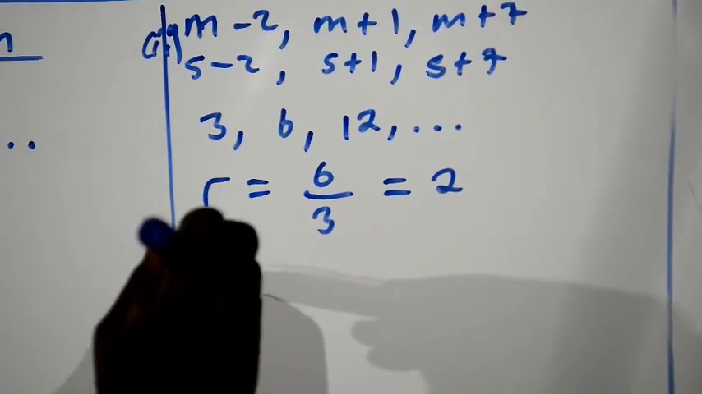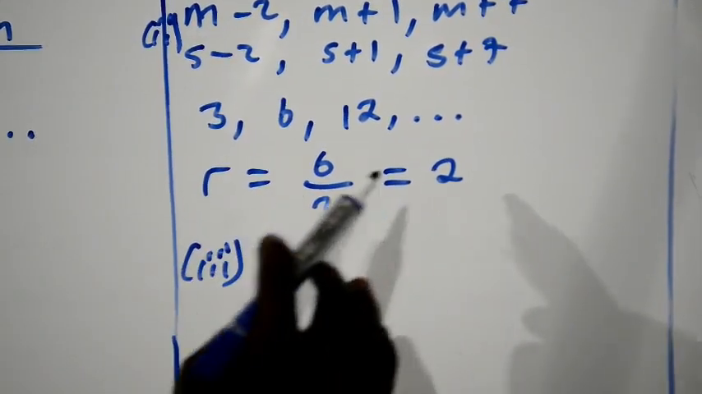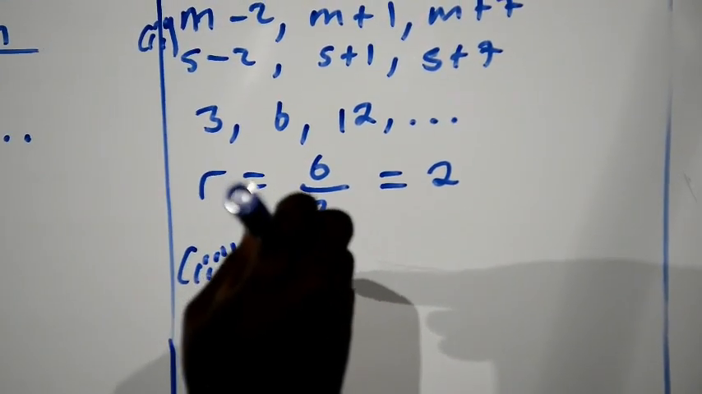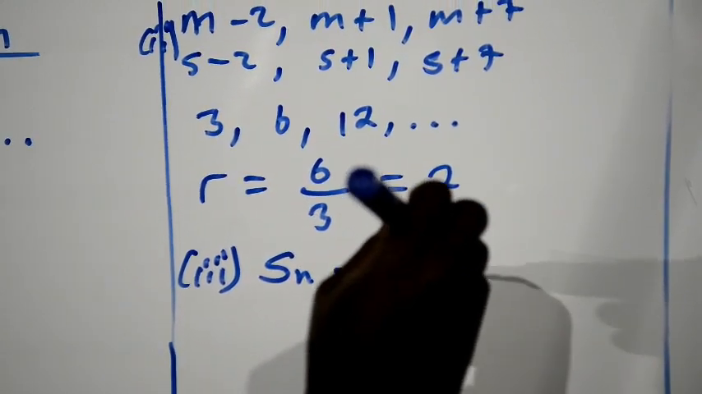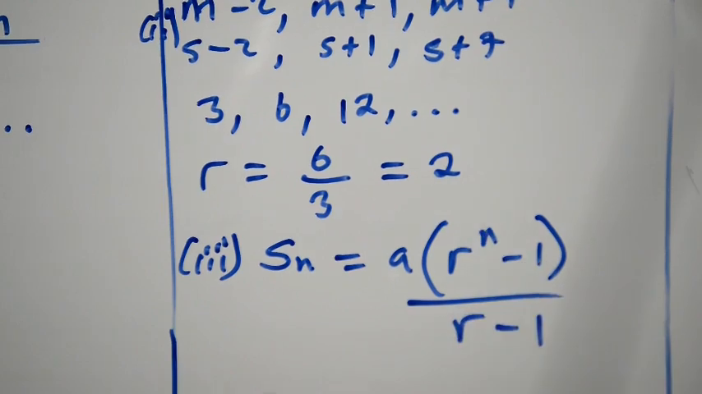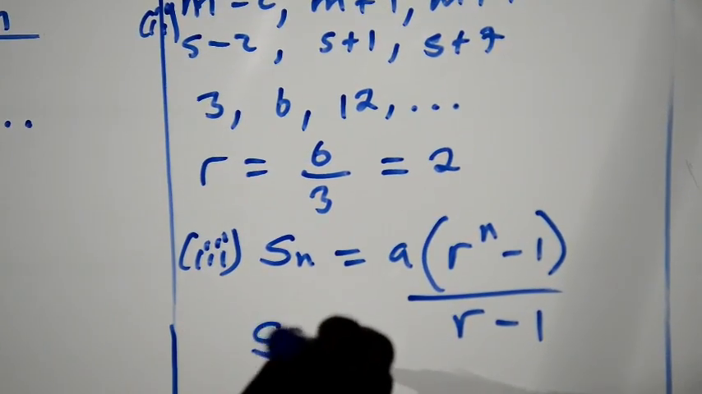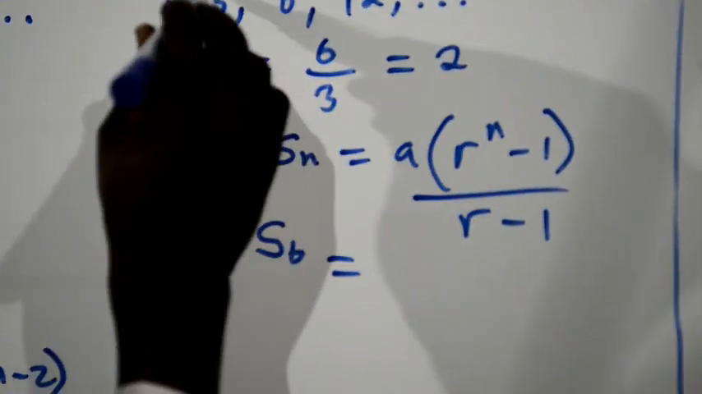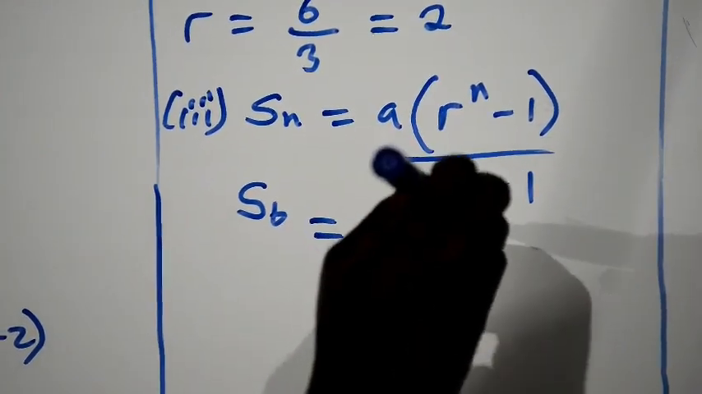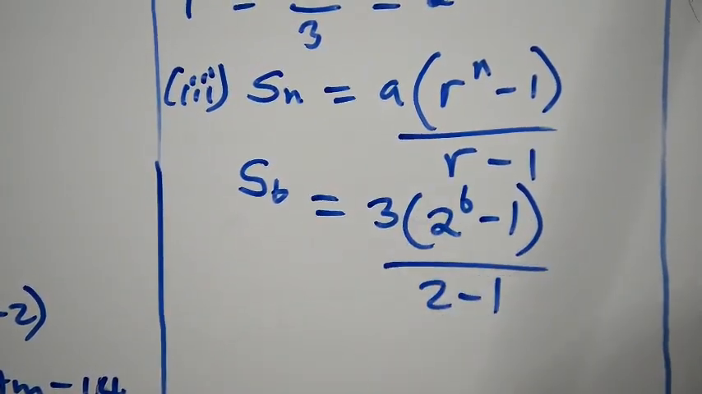Good. Next, we go to question 3. We are requested to find the sum of the first 6 terms. First, we check our common ratio. Since our common ratio is greater than 1, we use this formula: Sn is equal to A, open bracket, r to the power n minus 1, close, over r minus 1. We are looking for the sum of 6 terms, so our n will be 6, A is the first term, that is 3, common ratio 2 to the power 6 minus 1, over r, which is 2 minus 1.